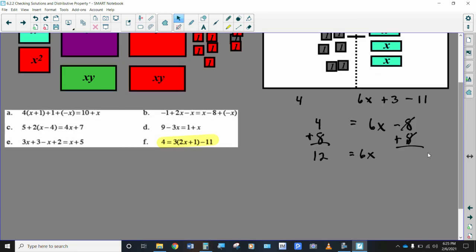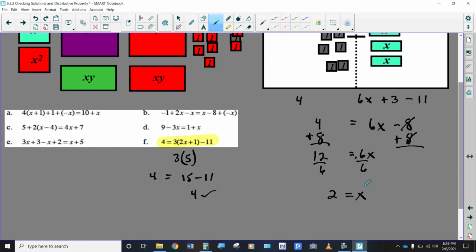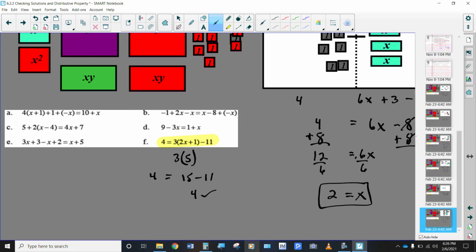So when you take 12 divided by 6, you get 2. So x is equal to 2. Let's check it here. 2 times 2 is 4. 4 plus 1 is 5. Is 3 times 5 15? And 15 minus 11 is supposed to equal the 4, right? And it does. So we've got the correct answer. And I think we are done for the lesson.